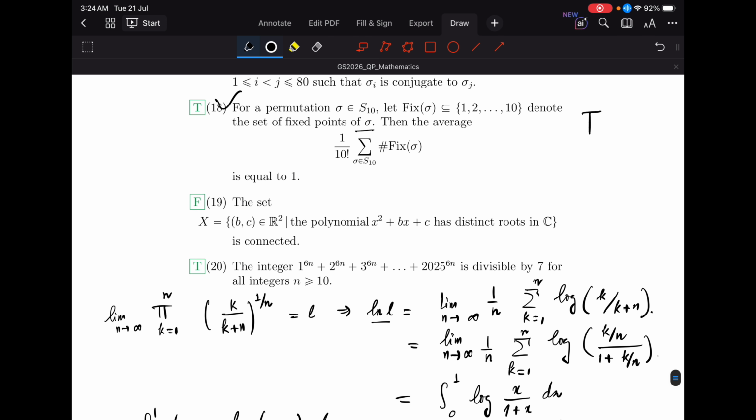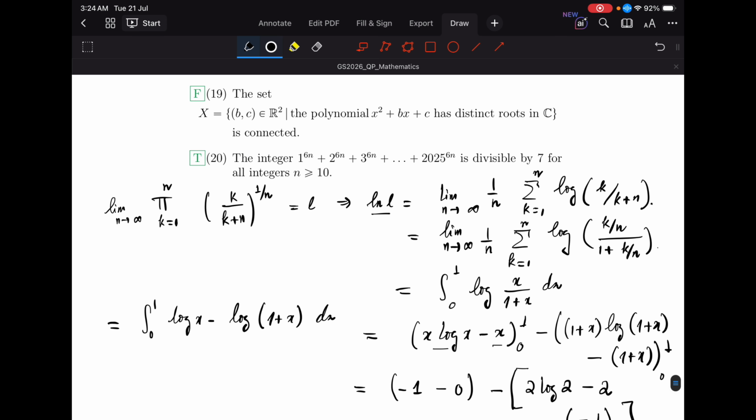Okay. The set X, such that X is (a, b, c) belonging to R cubed such that the polynomial has distinct roots in C, is connected, okay.